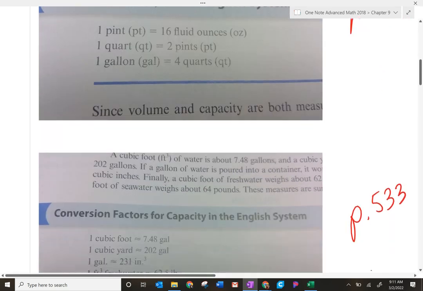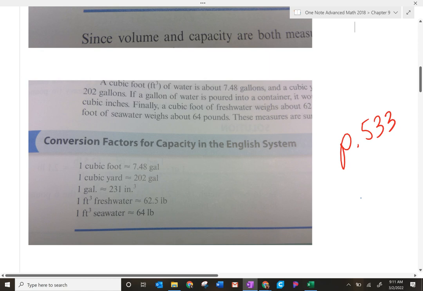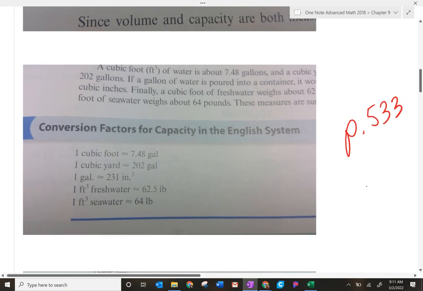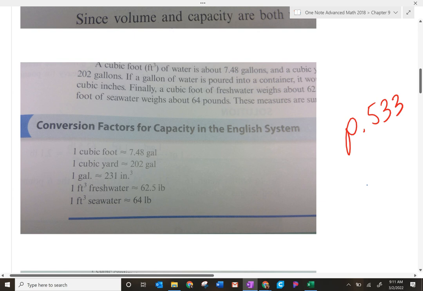All right, and then the very last one is going to be cubic factors. That's on page 533. Cubic. Yes. So in a box that's 1 foot by 1 foot by 1 foot, you can fit 7 gallons. Who figured that out? For the most part, it'd be construction workers. So if anybody's looking at doing construction, doing a pool would be one of those.